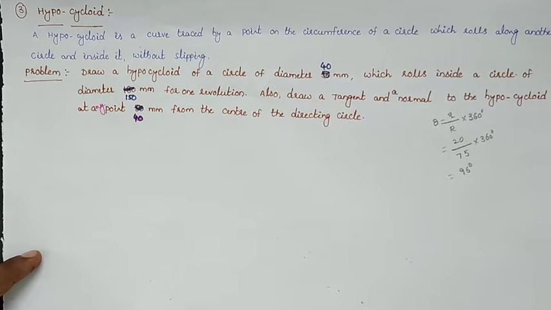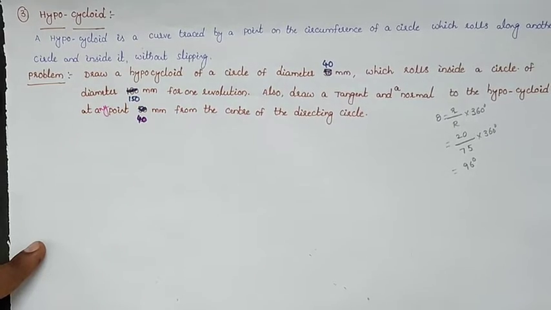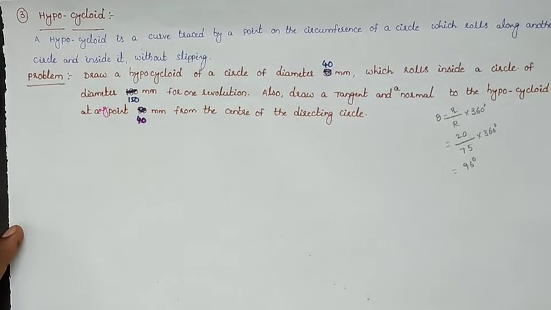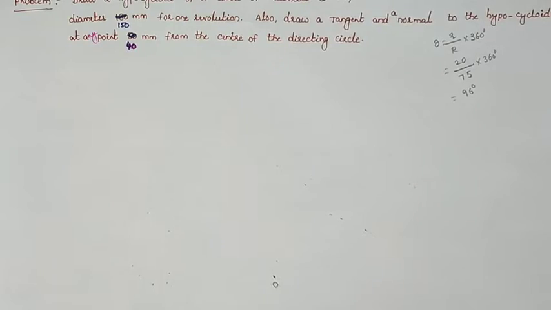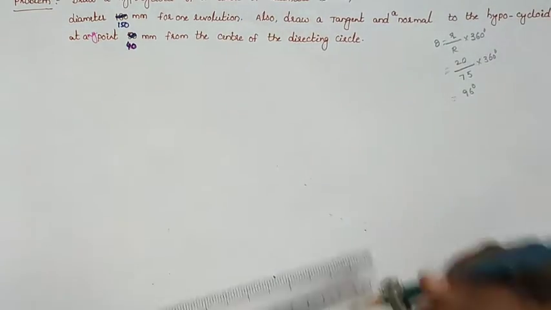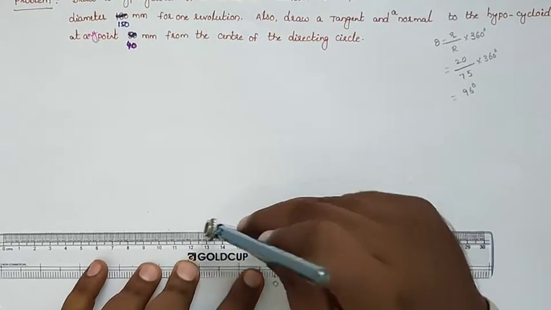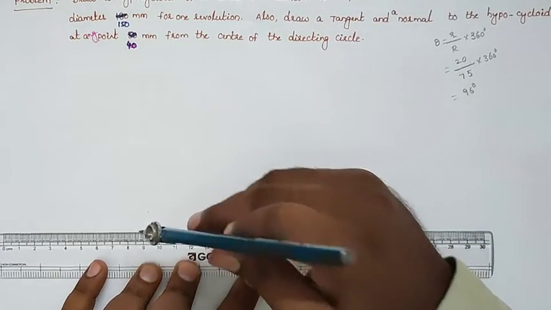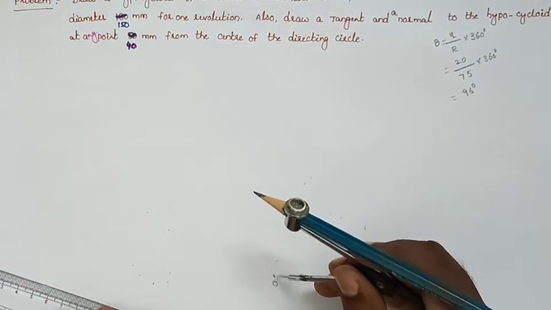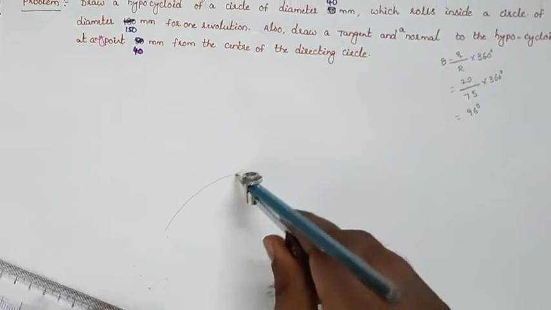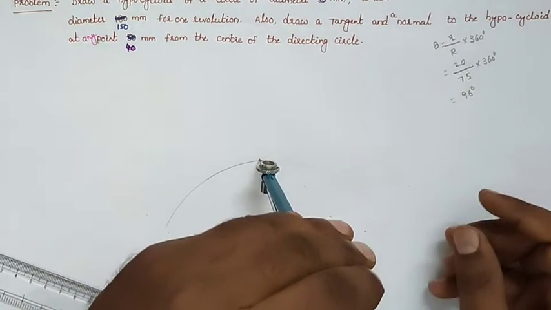After finding the subtending angle, first we'll locate the center of the directing circle. After locating the center, we will draw with the 75 mm radius, because they are giving the directing circle diameter as 150, so converted into radius we get 75. So with the 75 mm we will draw an arc, or we can construct a circle also.